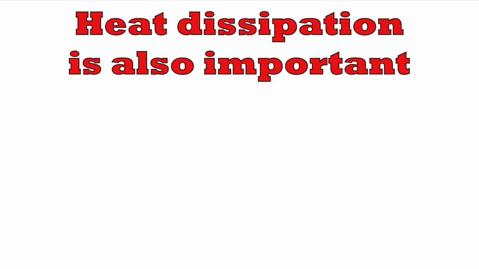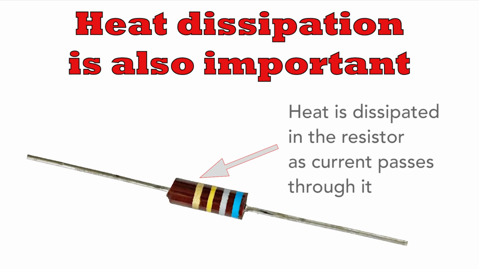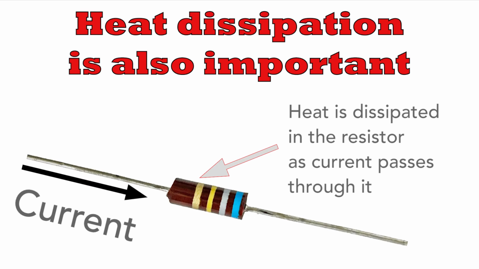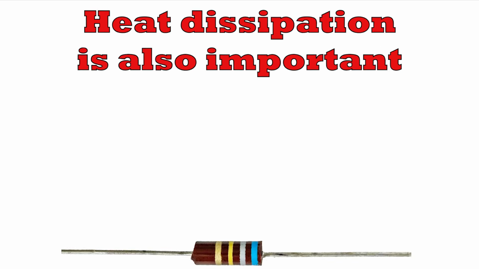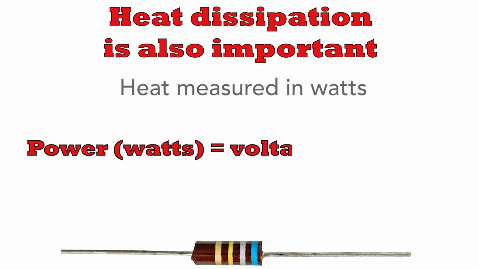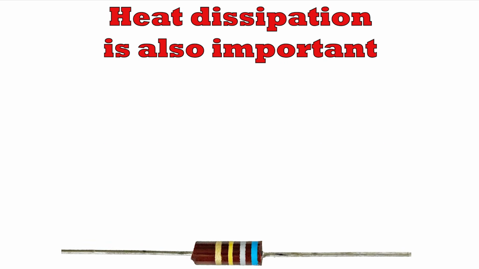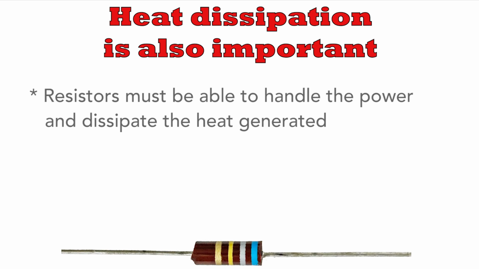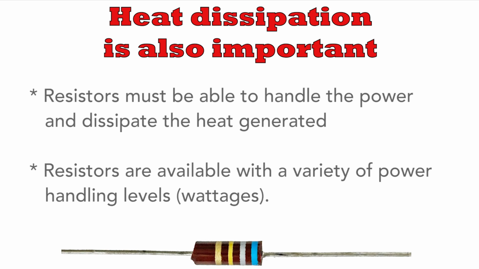So another point to note about them is that heat is dissipated in them as the current passes through them. The actual heat is measured in terms of watts and is equal to the voltage across the resistor times the current passing through it. The resistor needs to be able to handle the power being dissipated, otherwise it might overheat and burn out. Resistors come in a variety of wattages, and whatever resistor is chosen, it must be able to handle the power being dissipated.